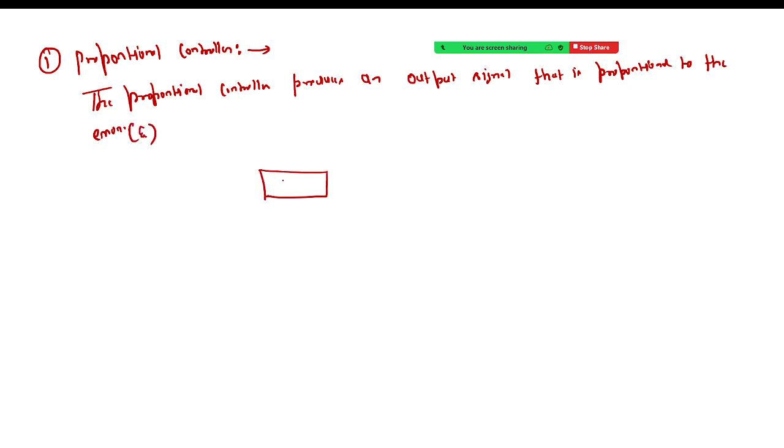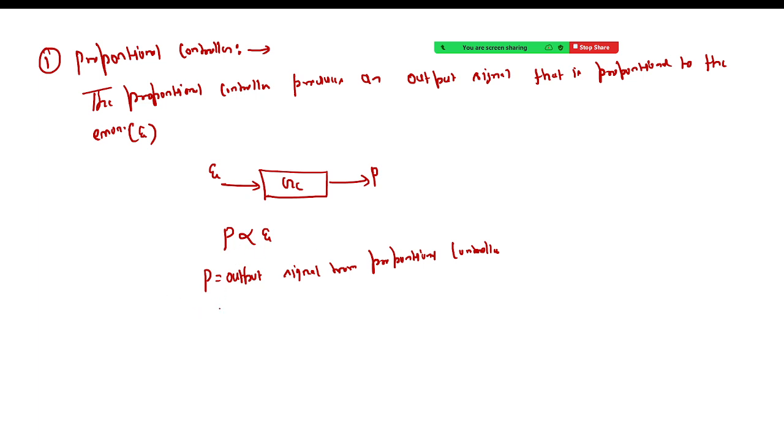So what was there? This one is the controller GC. So error was coming as an input. The output of the proportional controller, let's say the output is P. This P is directly proportional to the error. That is the definition of the proportional controller. Is there any doubt? So your P is the output signal from the proportional controller.